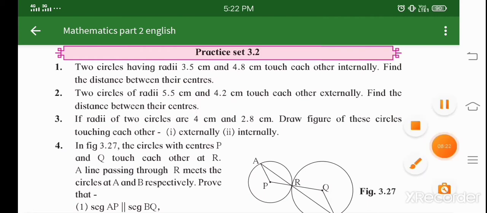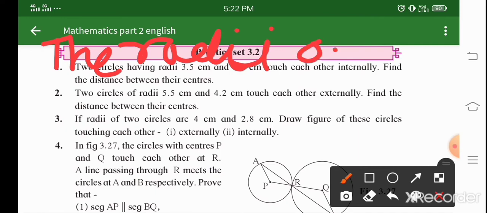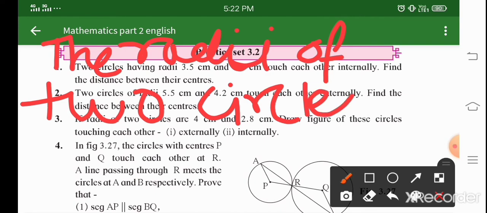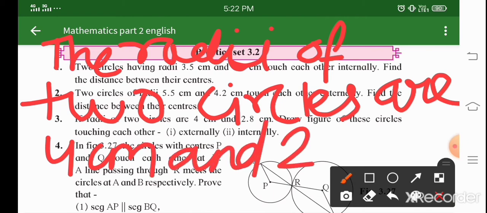See, in question number 3, what they have given: if the radii of two circles are 4 centimeter and 2.8 centimeter, then draw a figure of these circles touching each other externally and internally. They have given the radii. So first of all, whatever things they have given, just write the radii of two circles are 4 centimeter and 2.8 centimeter. This is given, right? This is given.